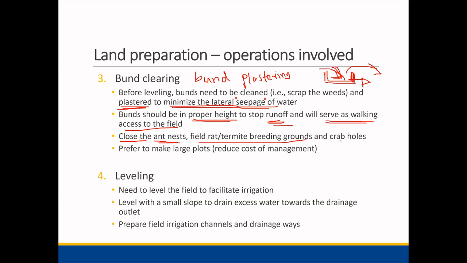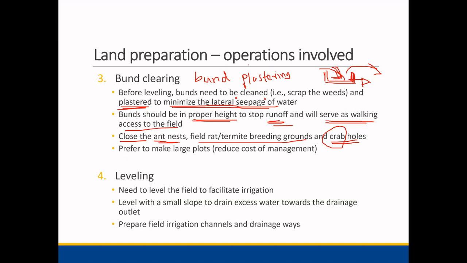And also sometimes in some places, especially in the wet zone, there can be crabs. They will make holes in the bunds, crab holes. These are freshwater crabs. So they will make holes, and you have to close them, or plaster using that mud.